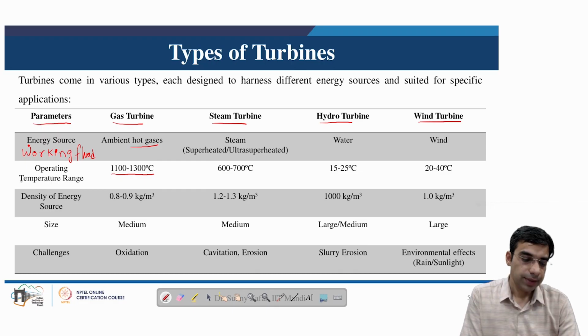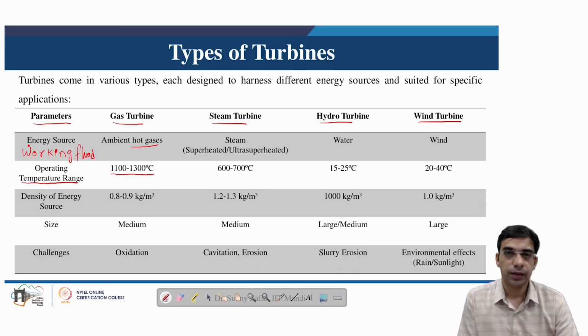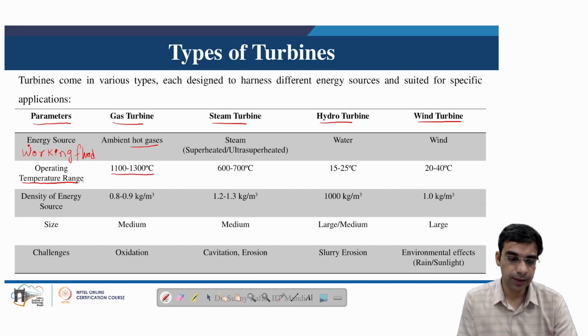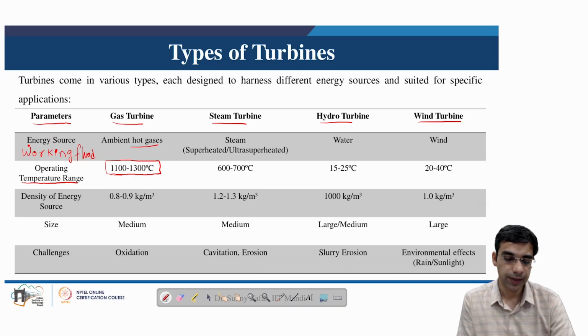So this operating temperature range is a very important parameter, because we have to look at it carefully. This parameter will decide the material of the turbine, what material the gas turbine or maybe the steam turbine will be made of, so that it can appropriately function at this temperature range.